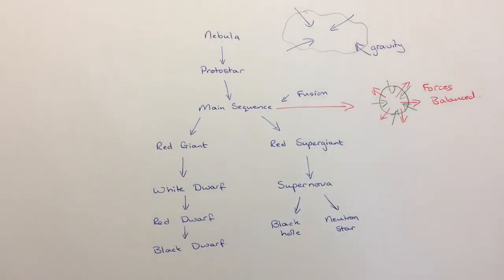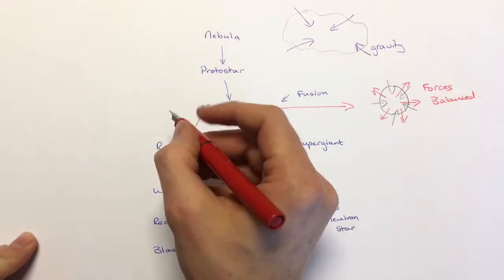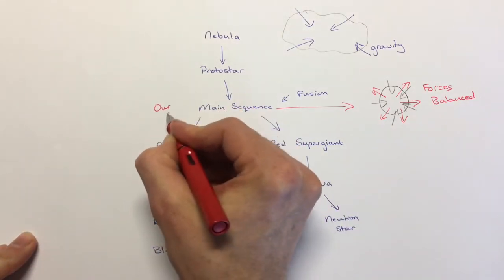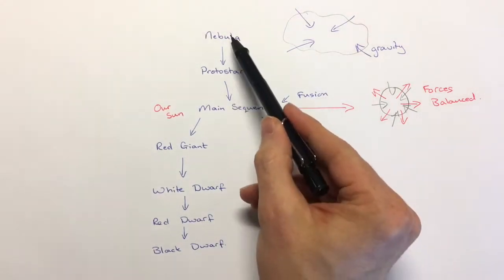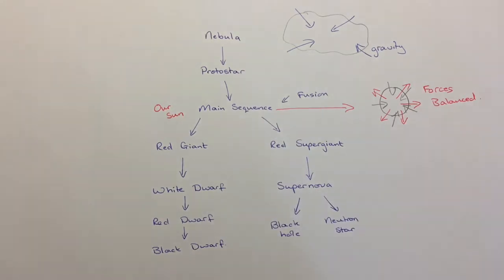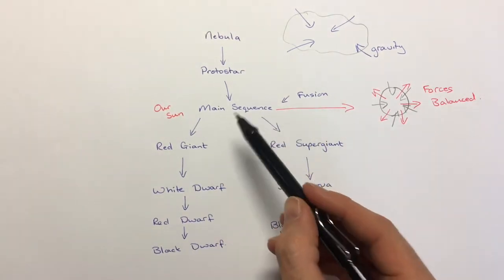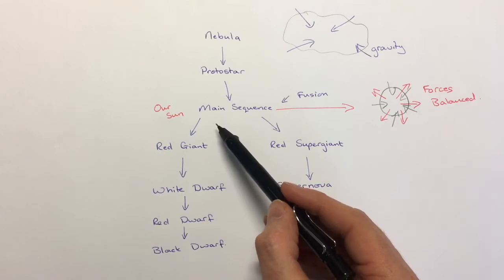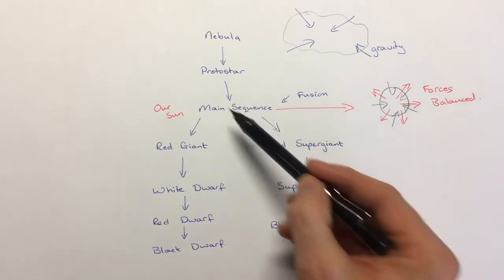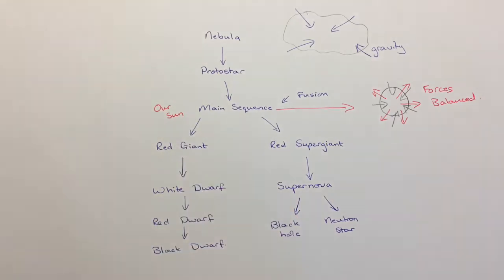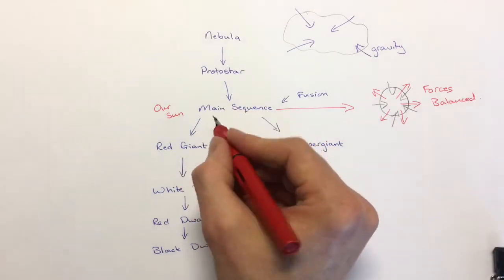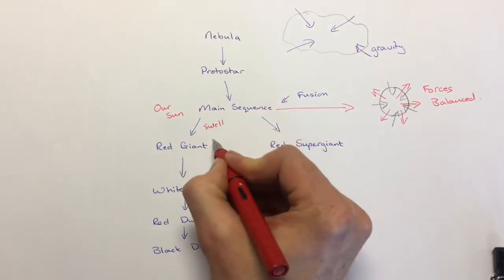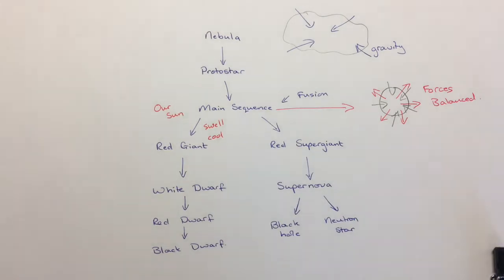Now, our sun is a main sequence star, and I'm going to write it over on this side for a reason. So after a star has been a nebula, it's become a protostar, it's become a main sequence, when it runs out of fuel, it can no longer fuse hydrogen to make helium. So down one of these two routes. Now, our sun is a relatively small star, so it will become a red giant next, and it will swell, and its surface will cool as well, giving it a red colour rather than a white colour. So it will swell and it will cool.